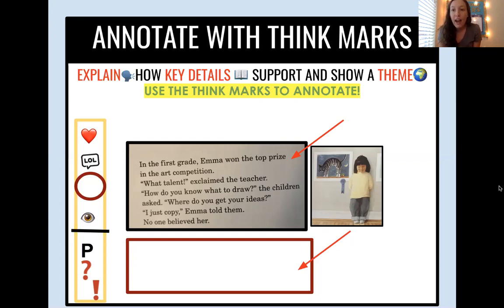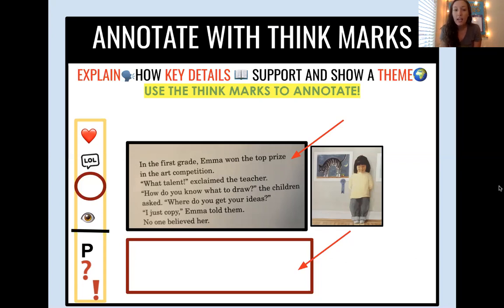We want to underline any vocabulary words that tell us about the topic or what the story is mostly about. We want to use the P to make a prediction. We want to use the question mark if we have a wondering or question about the story. And we want to use the exclamation mark when there's a surprising part in the story.